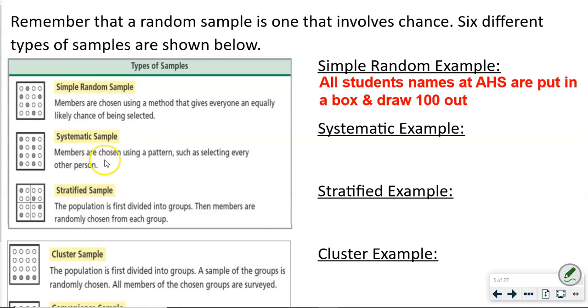This is when members are chosen using a pattern, such as selecting every other person. So this time we could just say that our pattern is going to be selecting every 10th person, right? So instead of, again, putting them all in a box, we could say every 10th person, okay?